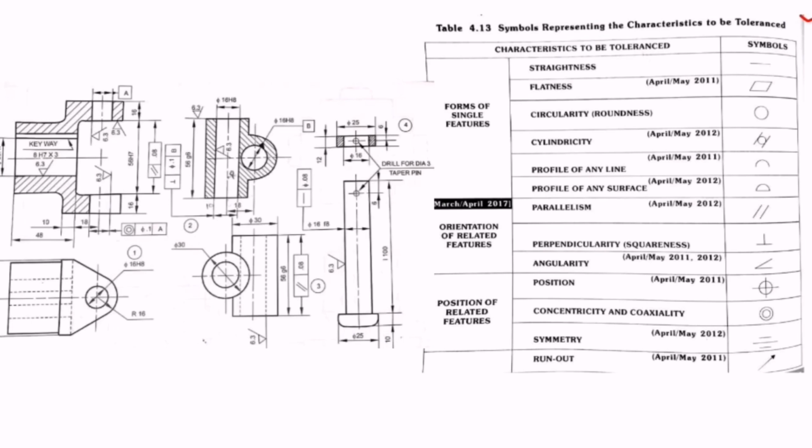Next important thing is the tolerance symbols. If we observe this table, here we can see some of the symbols, like these two symbols. One is parallelism, another is perpendicularity, and also here we can see two circle symbols, that is concentricity. Here we can see parallelism and here we can see straightness. So these all are the symbols of tolerance.